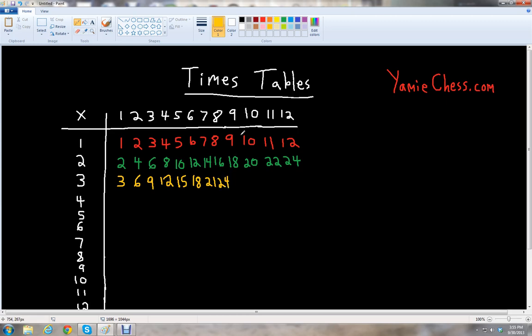3 times 9, so we add another 3, that'd be 27. 3 times 10, that's another 3, be 30. 3 times 11, that's 33. And then 3 times 12, another 3 is 36. So those are our threes times tables. It's just like counting by threes.